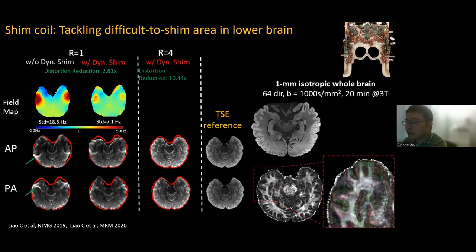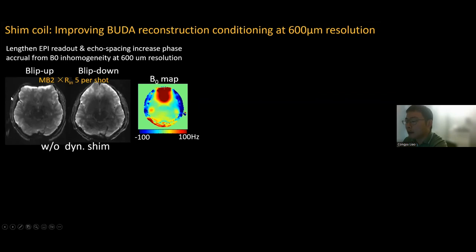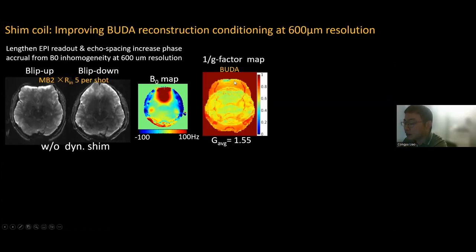We further push the spatial resolution to 600 micron using multiband 2 and R5-fold acceleration per shot, with the linear EPI readout and the echo spacing at very high spatial resolution. The amount of phase accrual from B0 inhomogeneity across the readout will increase. The increase in such phase accrual at a high spatial resolution will therefore negatively impact the conditioning of the BUDA EPI reconstruction and increase the G factor penalty map.